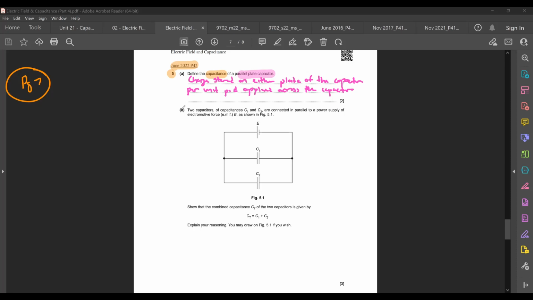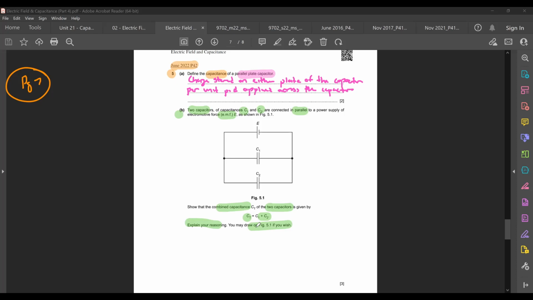Now in B, you have two capacitors of capacitances C1, C2 connected in parallel to a power supply of EMF E as shown. Show that the combined capacitance CT of the two capacitors is given by CT equals C1 plus C2. Explain your reasoning. You may draw on the figure 5.1 if you wish. This is actually deriving the capacitances in parallel.